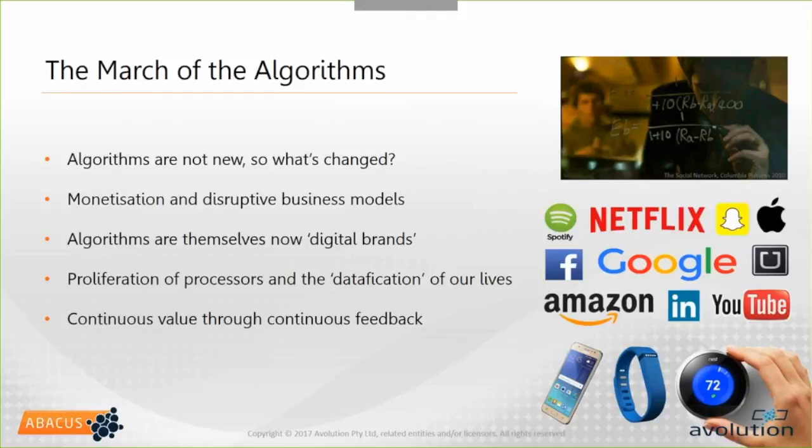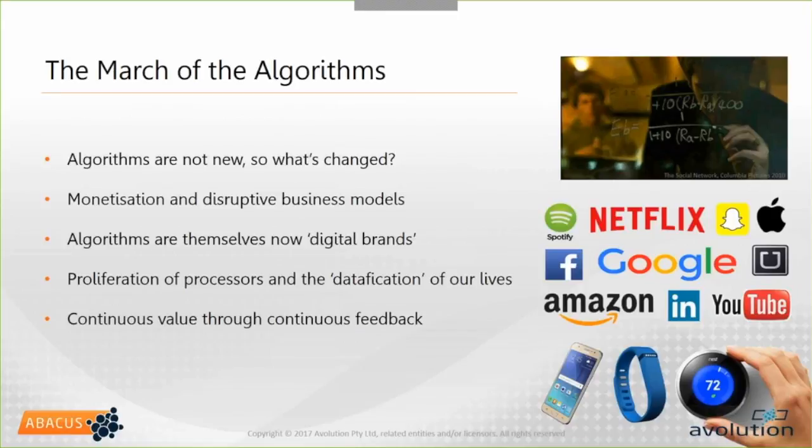So why are algorithms hot property now? It doesn't take a rocket scientist to figure out that it's very much down to the companies we have on the right of the screen. These are the companies that have taken algorithms, monetized them and used them to disrupt traditional business models, to the extent that algorithms themselves have now almost become part of that digital brand. We might not understand how they work, but we understand at some level that this is a secret source. Algorithms are like the alchemy that converts the base data into money.